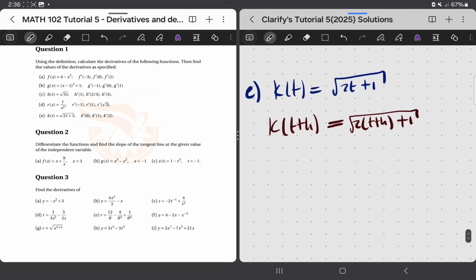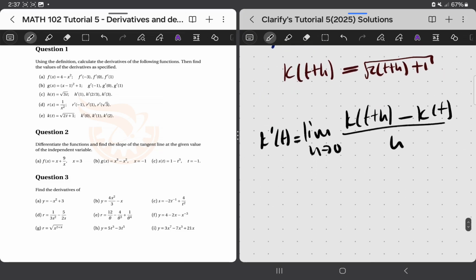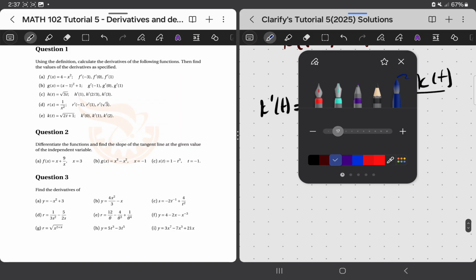How beautiful is this? So now the first derivative of k of t is going to be k of t plus h minus k of t, the original one, all over h. But you should say the limit as h goes to 0. That is our first derivative of t, okay? So that is k dash t. This is going to be equal to this, right? Now let's put those things in.